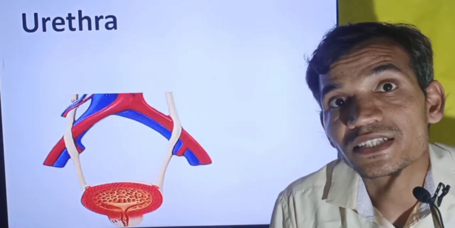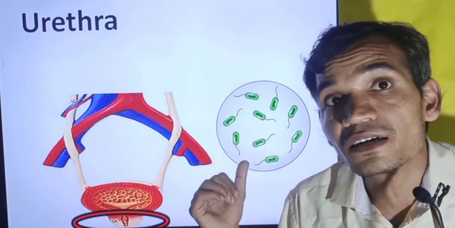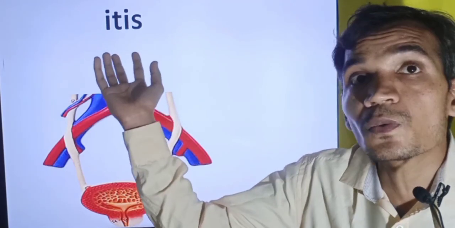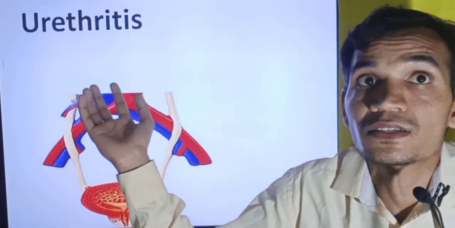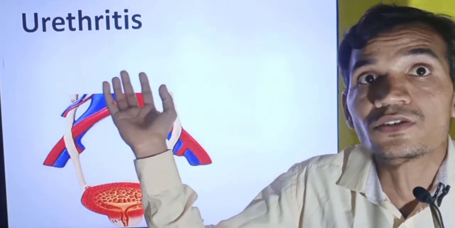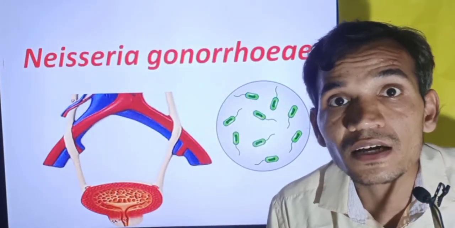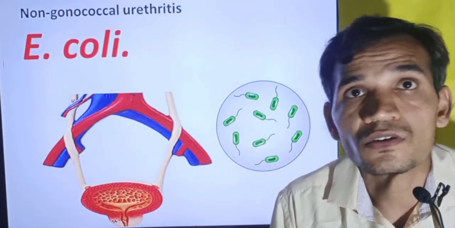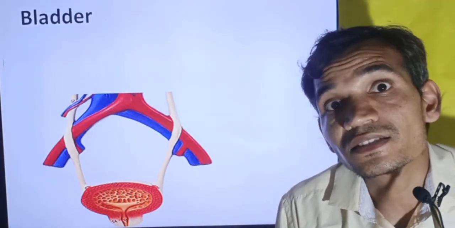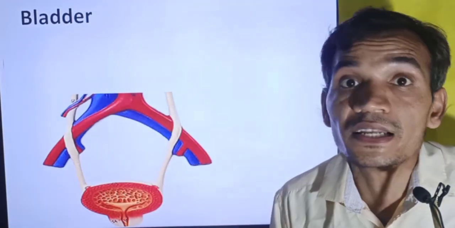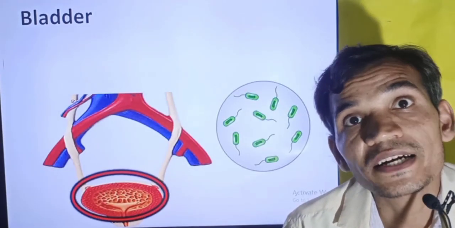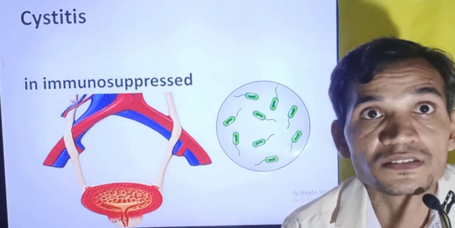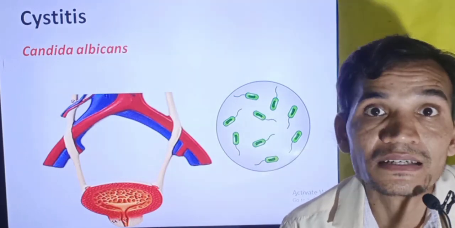In case of ascending infection, the urethra is the prime organ infected by those pathogens. Once infected, it is also inflamed. For inflammation we use the word itis, and itis combined with urethra becomes urethritis. Urethritis is usually caused by Neisseria gonorrhoeae, and then we call it gonococcal urethritis. If it is caused by E. coli, we call it non-gonococcal urethritis. Urethritis is more severe if it merges with bladder infection also. Infection of the bladder alone is considered cystitis, and cystitis is more common in immunosuppressed persons because it is caused by a fungus like Candida albicans.